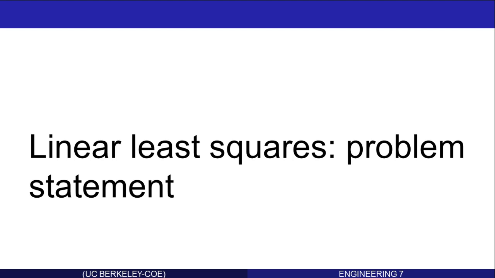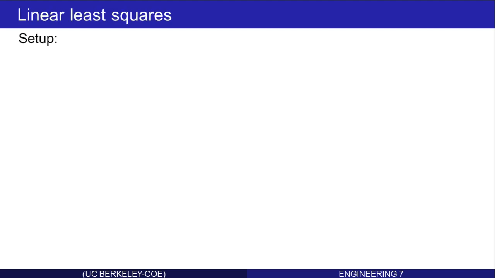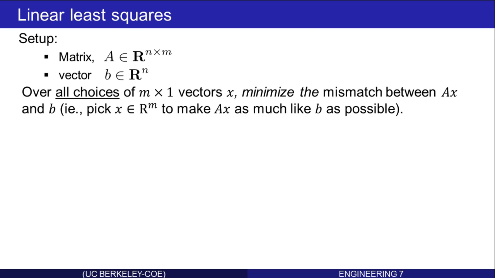Now it's time to look at linear least squares, at least make a formal statement of the problem. We're given a matrix A, which is n by m, and a vector b, which is n by 1. The task is to look over all choices of m by 1 vectors x and minimize the mismatch between Ax and b. In other words, pick x in R^m to make Ax as much like b as possible.